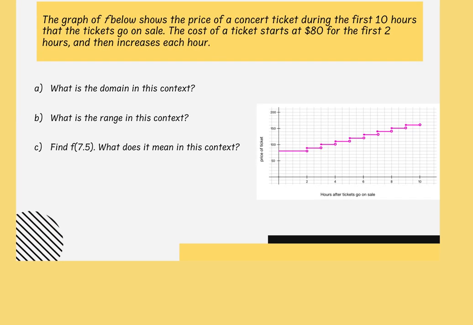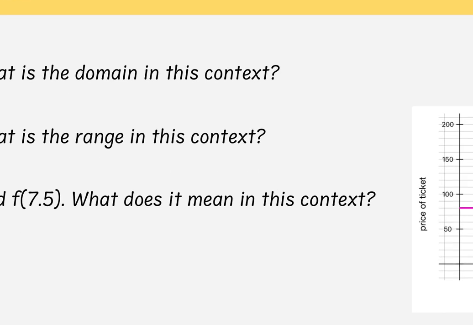Okay. So number 1 or A says, what's the domain in this context? Domain is your x values, right? So in this case, what's domain? It's the hours, right? It's the hours the tickets go on sale. What's the restricted domain this time? What's the lowest x? 0. So it says at 0 and it includes it, so it gets a bracket.